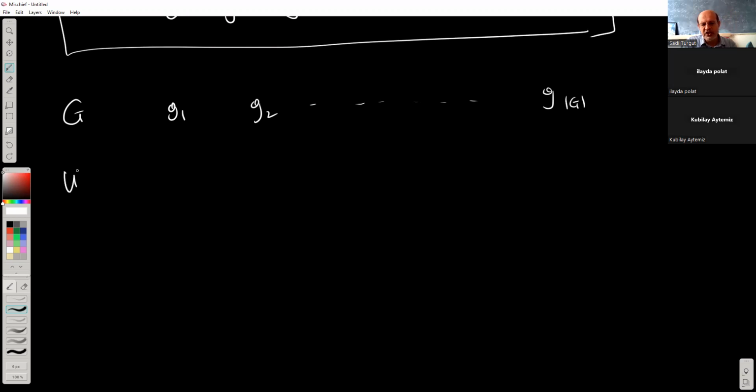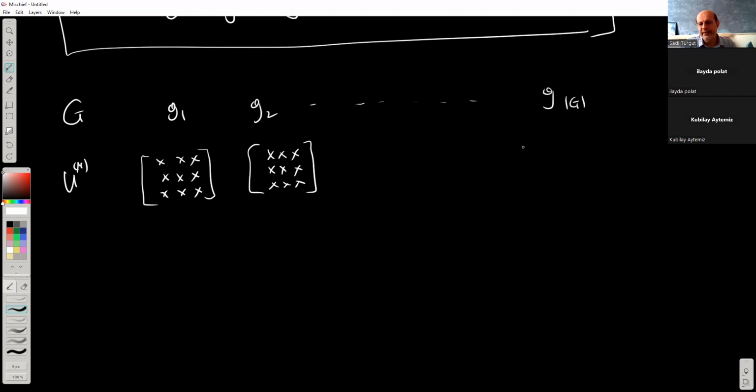So each representation is actually a matrix, right? U mu of G, for example, each one is a matrix. Let's say that this is a 3 by 3 matrix. If this is identity, then that's the identity matrix, whatever. I have also explained this in the class. As a result, we have this many matrices. Probably each one of them will be different from each other.